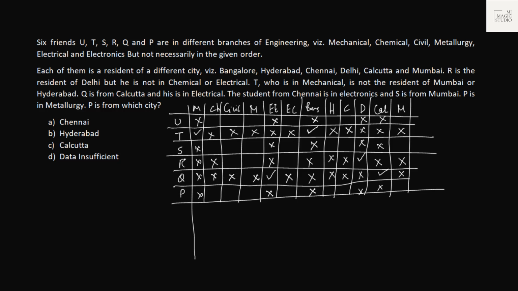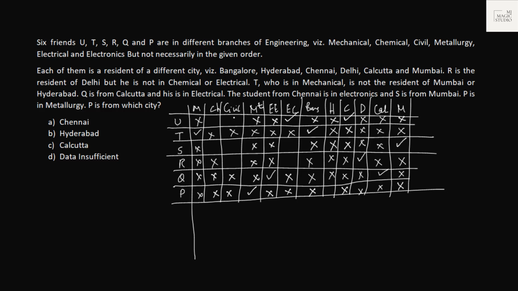Q done. S is from Mumbai. S Mumbai. Mumbai filled up. P is in metallurgy. Who is from metallurgy? P. P metallurgy tick. P is not in electronics. That means P is again not from Chennai.